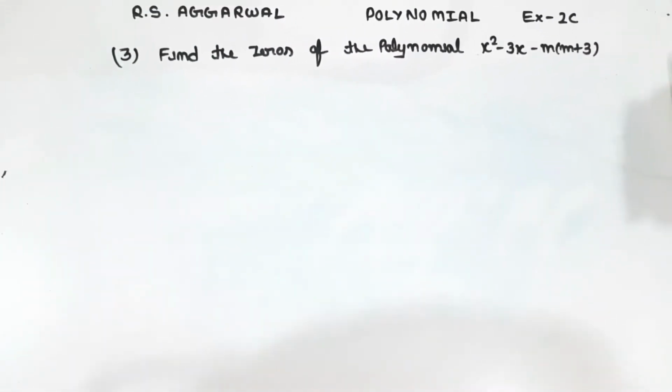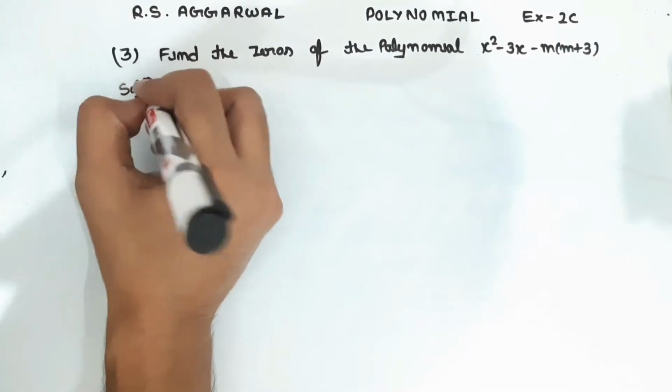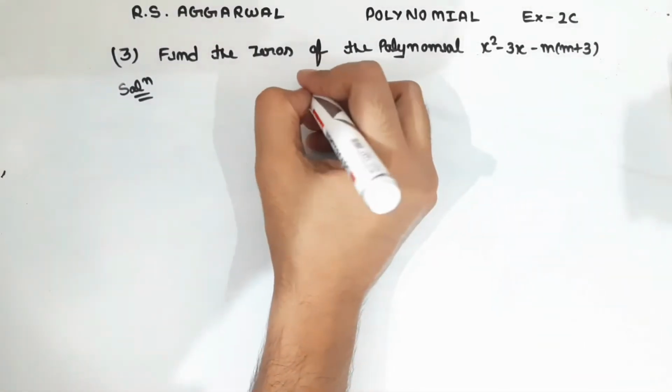R.S. Agrawal, chapter Polynomial, exercise 2C, question number 3. In question number 3, we have to find the zeros of the polynomial x square minus 3x minus m into m plus 3. So, we are given that the polynomial is x square minus 3x minus m into m plus 3. So, this is our given polynomial.